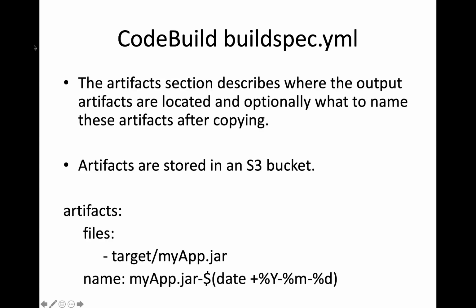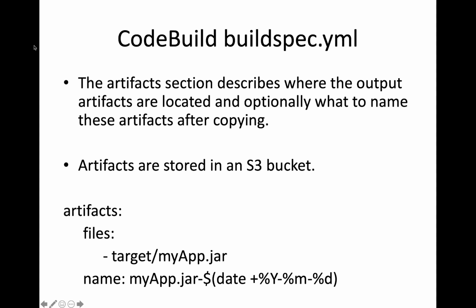The last section of the buildspec.yaml file is the artifacts section. And this section describes where those output artifacts are going to be stored. And then you can also optionally specify the name of the output artifact when it's stored in the artifact repository. So you can actually rename the output artifact when it's stored in the repository if you want to. Generally, we're storing these output artifacts in an S3 bucket when we're using the CodeBuild service.